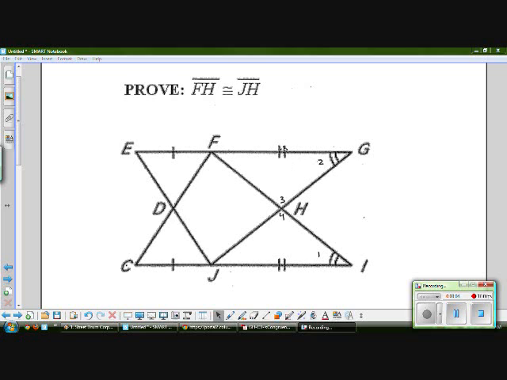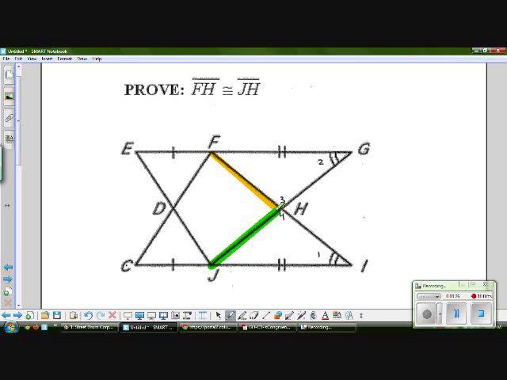We have to prove that FH and JH are congruent, FH being this little line segment right here, and JH being this little line segment right here. So you should probably take an opportunity to decode what this is actually asking you to do, which is the toughest part in proofs. You really have to understand a lot about what you're trying to do before you can do it, especially in the case of this proof.